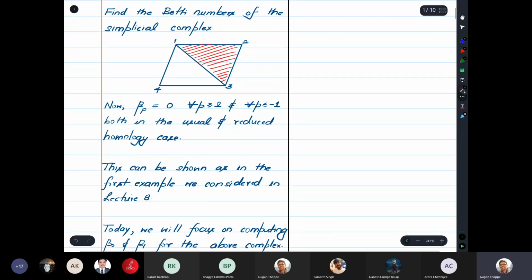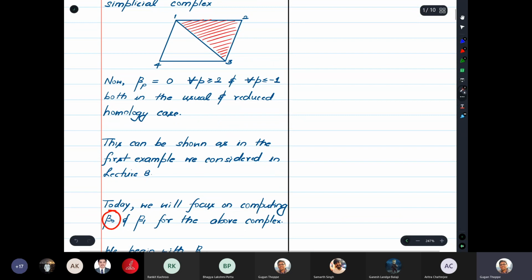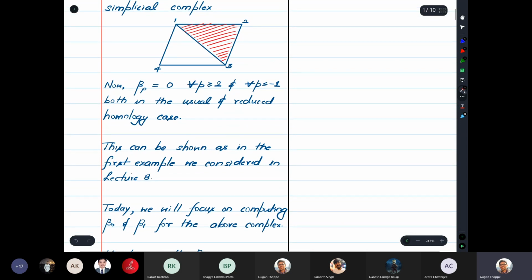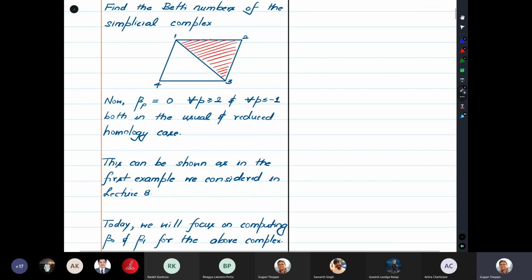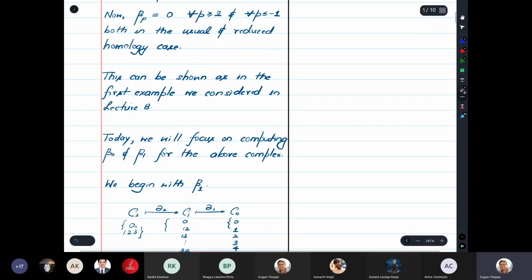All right. So now our focus is to compute Betti 0 and Betti 1 for the above complex, right? In particular, I would want everyone to pay attention to how the quotient operation ensures that we ignore this filled cycle over here. That is what I want everyone to focus on, right? So let's try to compute Betti 1.